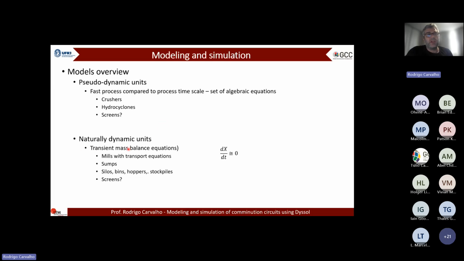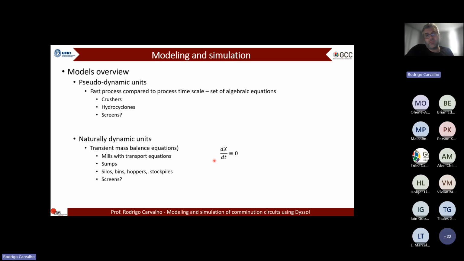And you have the natural dynamic units. In this case, just as the mill example that I showed you before, you have transient mass balance equations. So the derivative of the state variable with time is not zero anymore. So you have to consider that and integrate it using a solver, an integrator, to solve the system. So mills with transport equations are machines with natural dynamics.